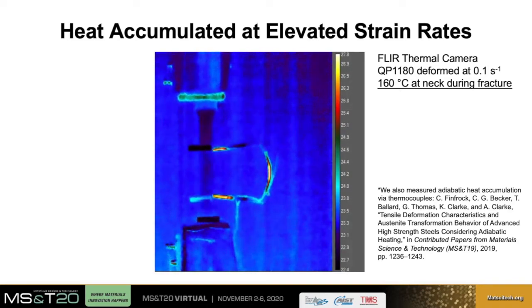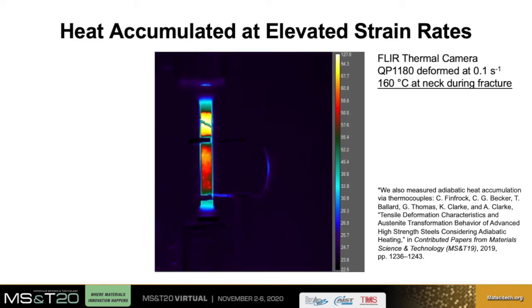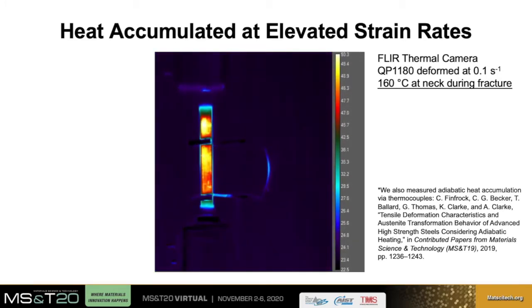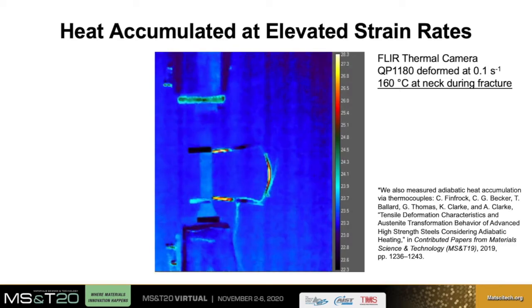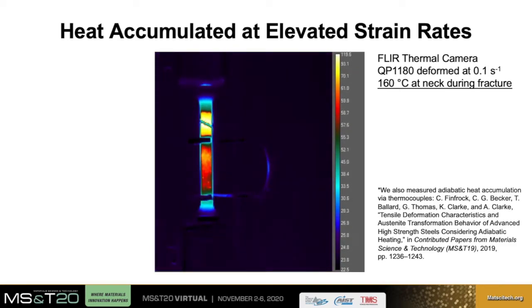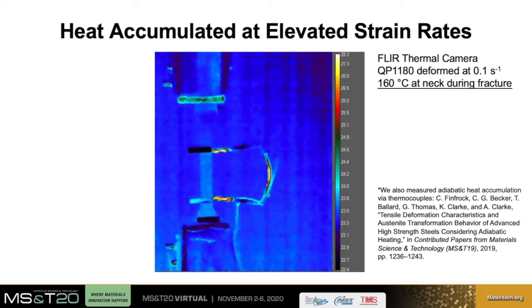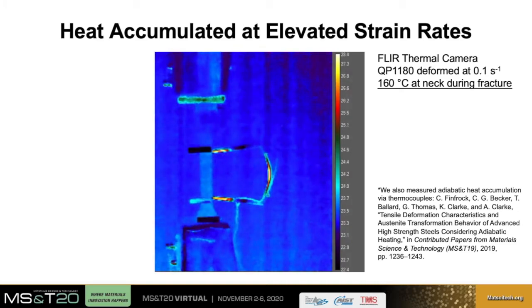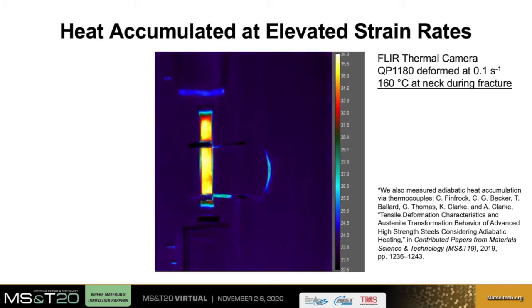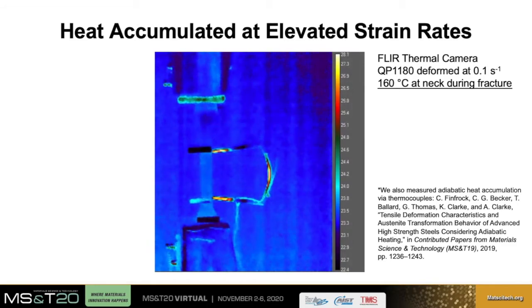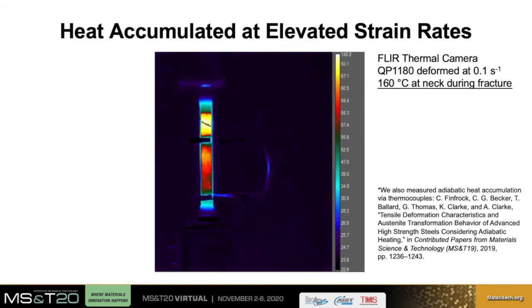Here is an infrared video that shows adiabatic heat accumulation on the surface of a Q&P 1180 specimen. The video is being played back in real time. You can see that the test only took several seconds to occur. Likely, the heat that evolved from deformation did not have time to dissipate into the environment. Thermal camera video showed us that the temperature rose from room temperature to 60 degrees Celsius at the UTS, and then up to 160 degrees Celsius in the neck during fracture.